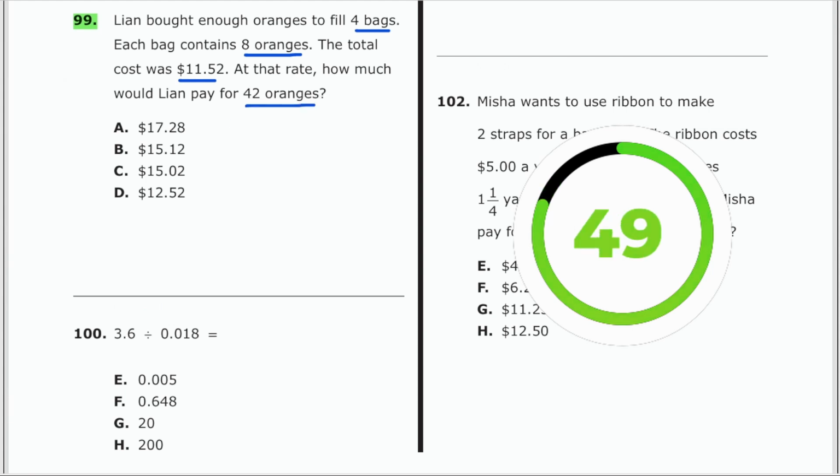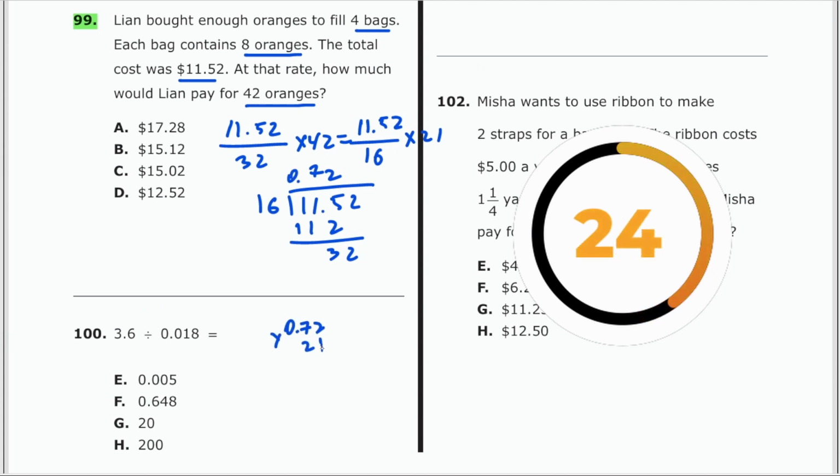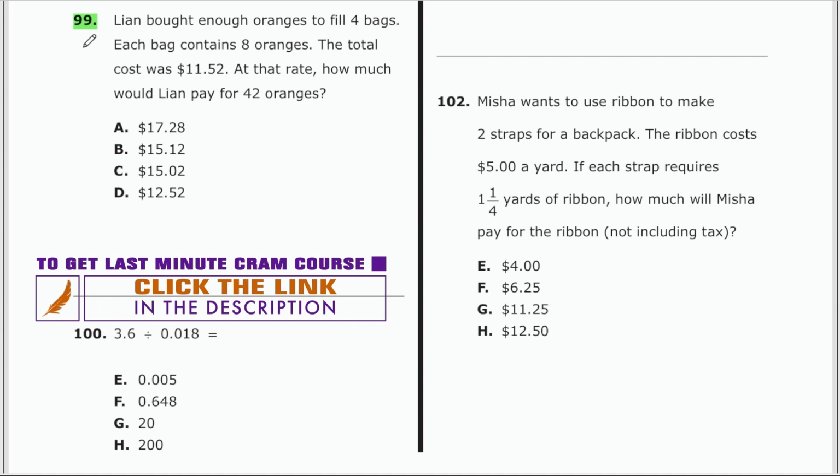So we have to do 11.52 divided by 32, then times 42. To simplify this, it's 11.52 over 16 times 21. I'll proceed with the long division here. 16, so we get 7, that's 112 over 32, that's 2, so it's 0.72. Now 0.72 multiplied by 21, this is 72, 144, added up, it's 15.12, and the answer is B. How was I able to do this problem so fast?